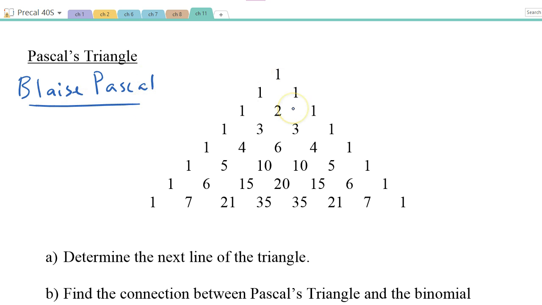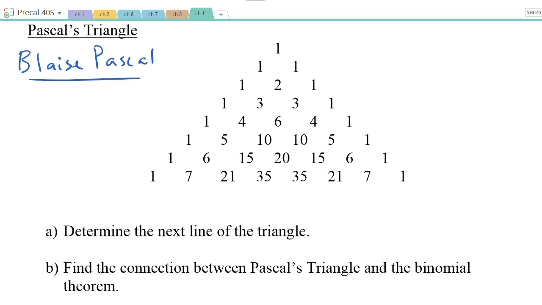Can you see the pattern if you take a look at it? In fact, here, just out of the blue, determine the next line of the triangle. Do you think you can do it? How about if I just start writing it and you'll see the pattern right away?